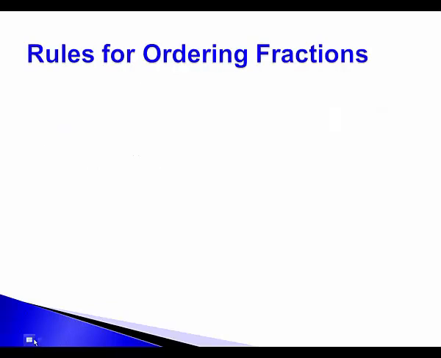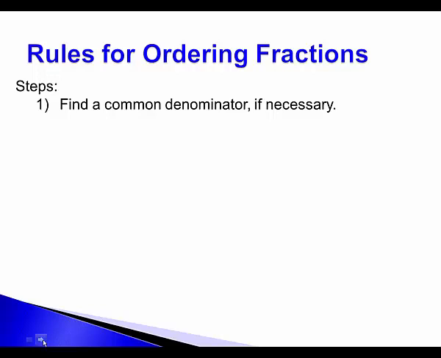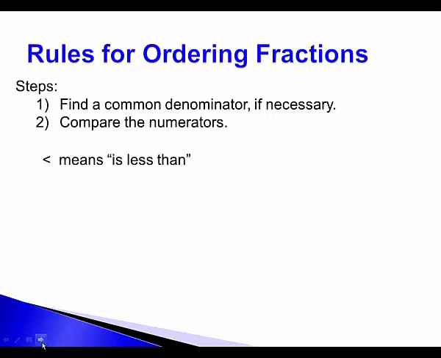So let's look at the rules for ordering fractions. Our steps are to find a common denominator if necessary, and then compare the numerators. And we'll be using two symbols that you're already familiar with. Less than, the one where the little point goes to the left, and greater than, the one where the little point goes to the right. And the way it works is this. If I give you two fractions and I ask you to order them, I'm asking you to insert the proper symbol between the two. Remember, the little end of the symbol will always point to the smaller of the two fractions.